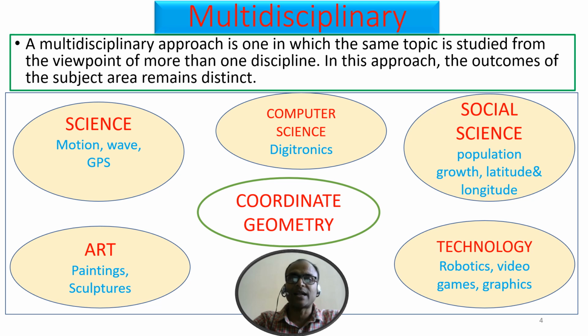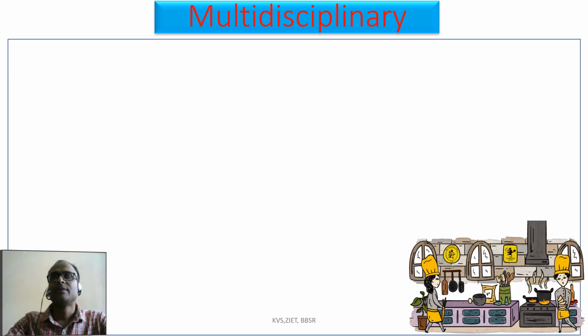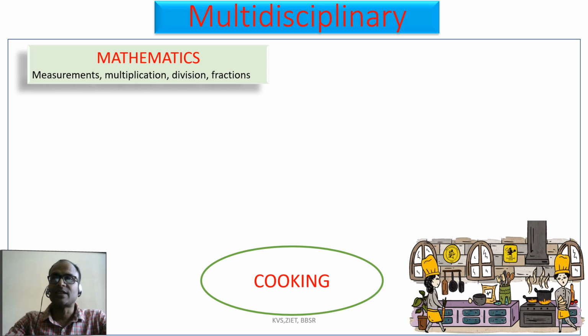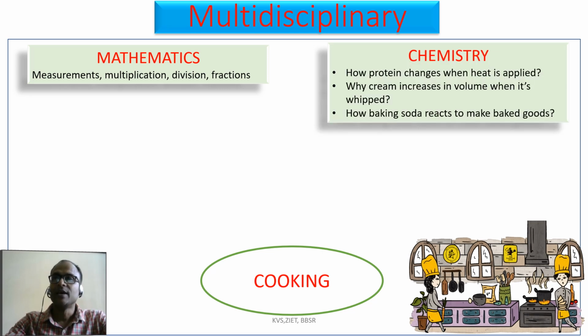Let us consider another example from real life, that is cooking. Mathematical skills such as measurement, multiplication, division and fractions, which are essential to cooking, can be discussed. The same topic can be discussed from the perspective of chemistry through questions like how protein changes when heat is applied, why cream increases in volume when it is whipped, and how baking soda reacts to make baked goods.